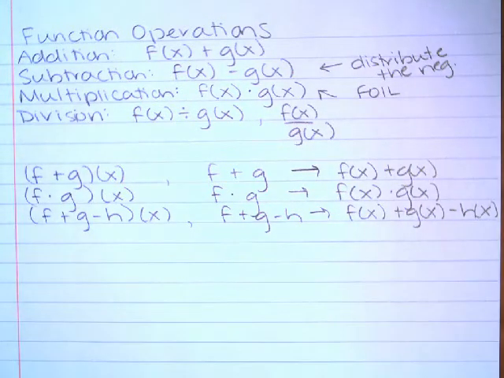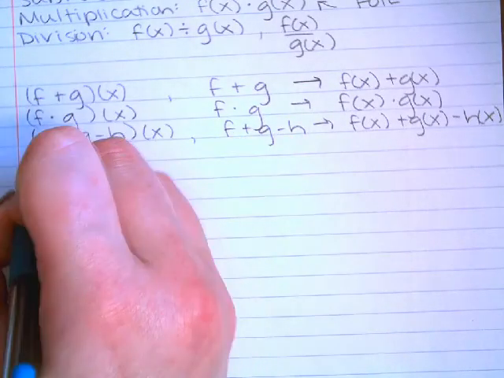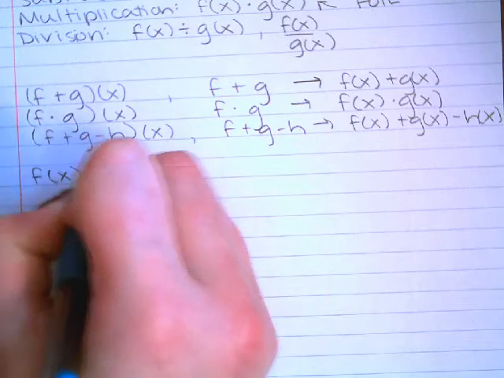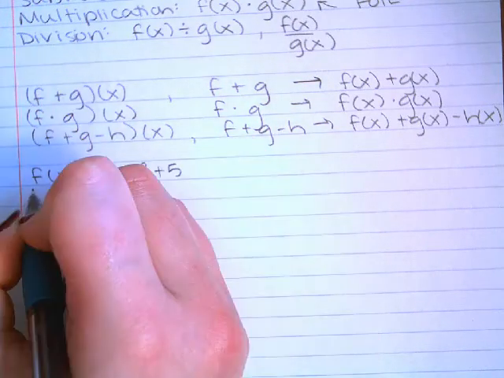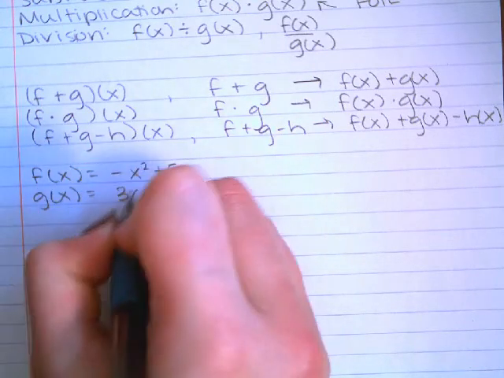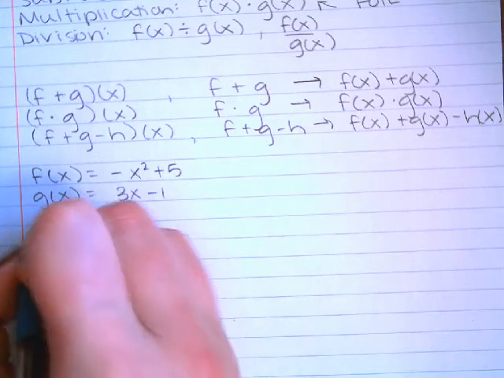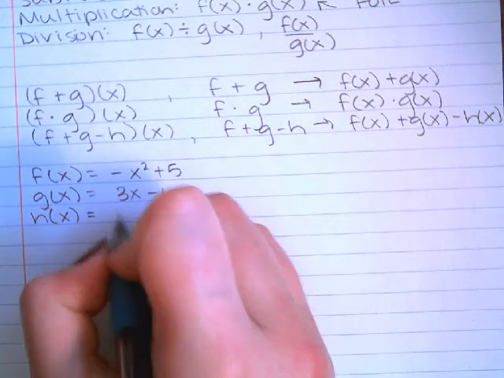All right, so we're going to do some examples. I'm going to go ahead and just write down some functions here that we can work with as we do the examples. So f of x is negative x squared plus 5. g of x is 3x minus 1. h of x is x squared plus 2x.